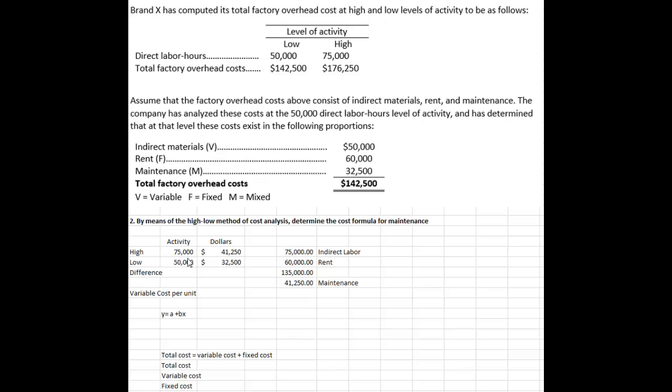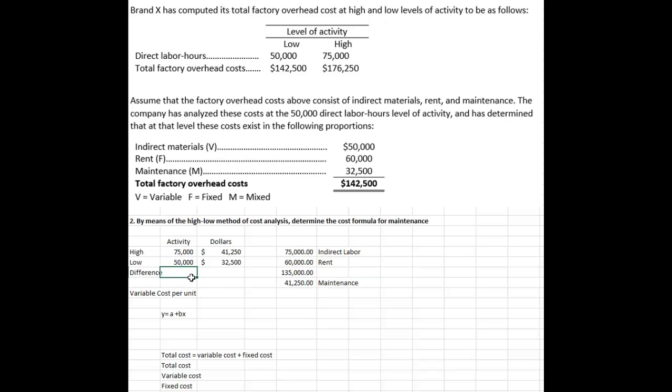So when we have an activity level of 50,000, my cost isn't 142,500 because that's all these costs. My cost is only 32,500. So that's why I have $32,500 here for the low level of activity. And the first part of this problem asked us to determine what the maintenance costs were at the high level of activity. And so here I've got the little formula over here, which we went through in the first part of the problem, telling us how we got to the 41,250.